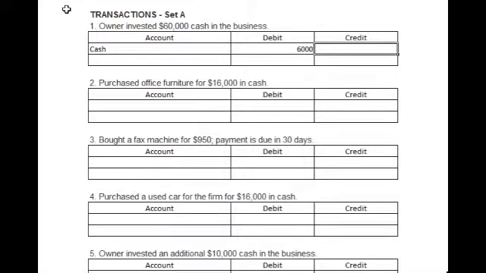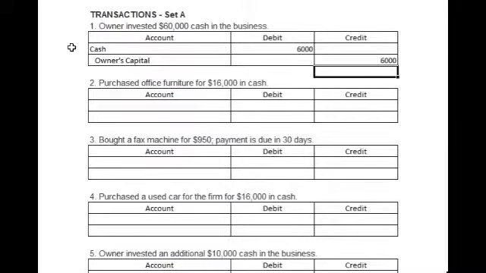And at the same time, what went up was owner's equity. So owner's capital account went up by $60,000. Since this owner's capital account belongs to equity account, and equity account is normal on credit side, meaning we put it on the credit side for it to go up. The balance will go up if we put it on the credit side. So that's the first transaction.